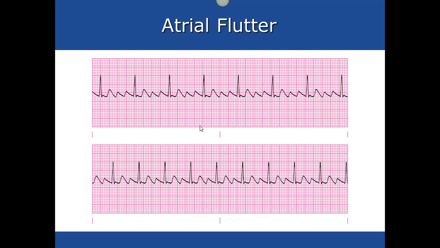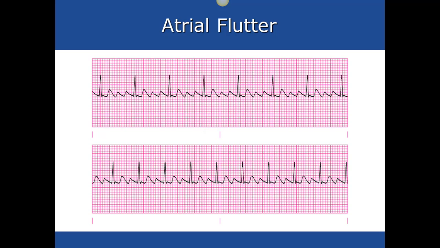There is no PR interval because there are no P waves. They have been replaced by capital F or flutter waves. The QRS complex is 0.04 seconds. The rhythm is then called atrial flutter with a 3-to-1 conduction.